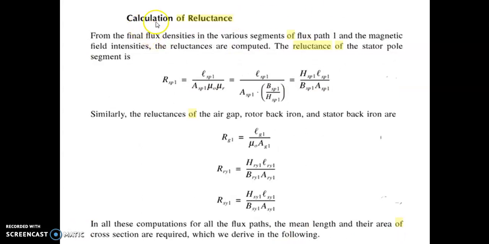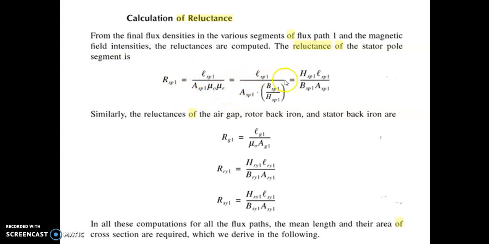Then let us calculate the reluctance of the flux path. So, calculation of reluctance. From the final flux densities in the various segments of the flux path 1 and the magnetic field intensities, the reluctances are computed. So the reluctance of the stator pole segment R_SP1 will be equivalent to L_SP1 divided by A_SP1 into mu naught into mu R. The general formula for reluctance is nothing but L by mu into A. So the mu is split into mu naught into mu R.